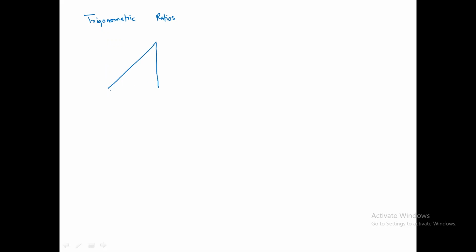You have taken a right angle triangle, name it as ABC. If you take angle theta here, the side AC is the opposite side. The side BC is adjacent side for theta, and the hypotenuse of the triangle is AB. So total there are 6 trigonometric ratios: sin theta, cos theta, tan theta, cosecant theta, secant theta, cot theta.